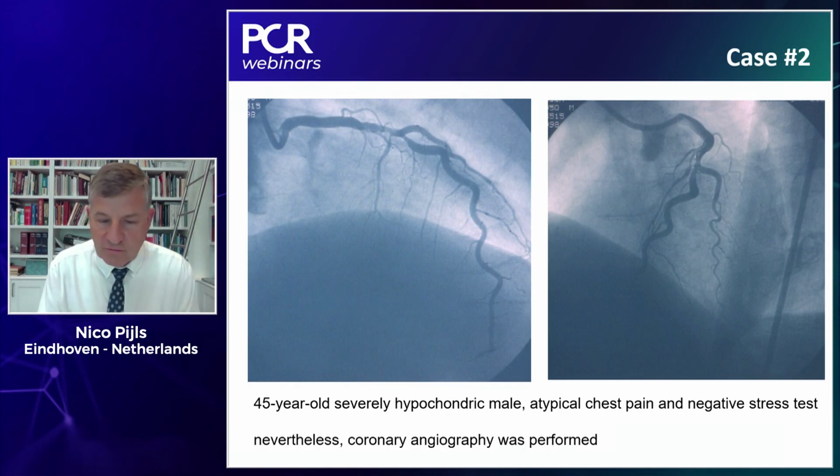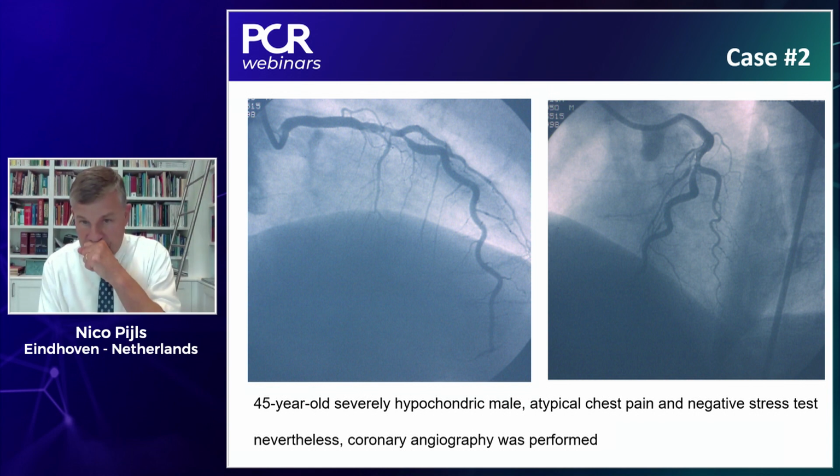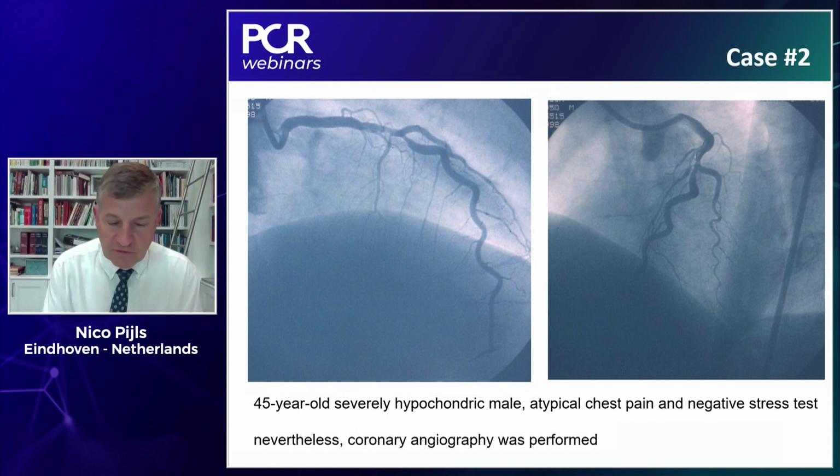The second patient is a 45-year-old male, severely hypochondriac, with atypical chest pain and negative stress testing. But after having seen a number of cardiologists, a coronary angiography was performed. And it shows this, let's say, a little bit ugly, 50% lesion at the bifurcation in the LAD, the place of the bifurcation of the diagonal branch.